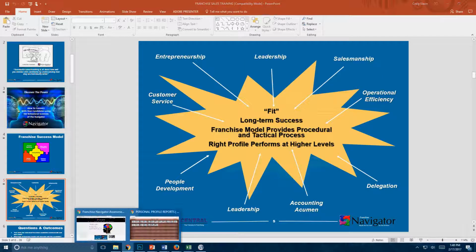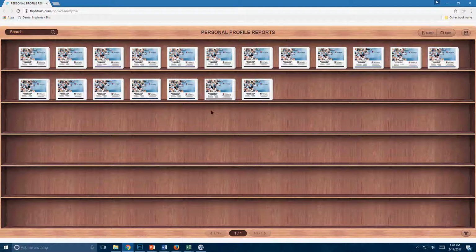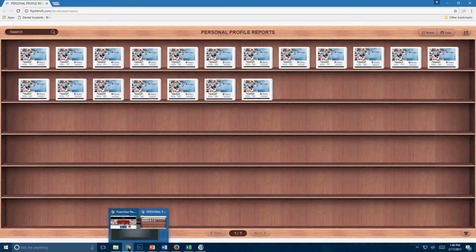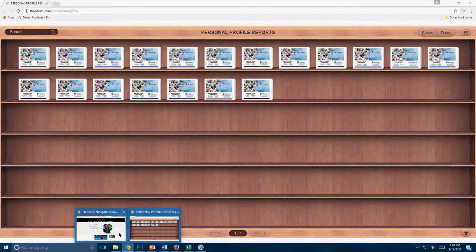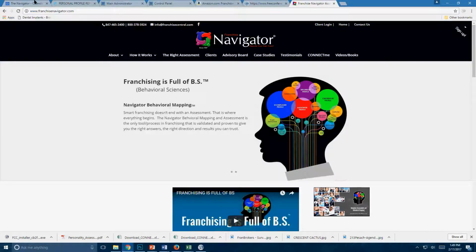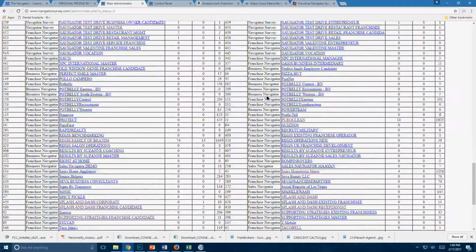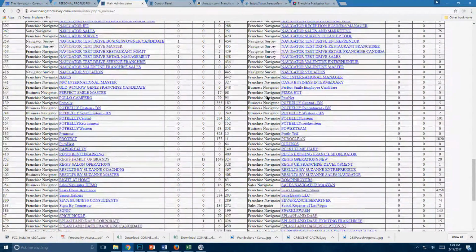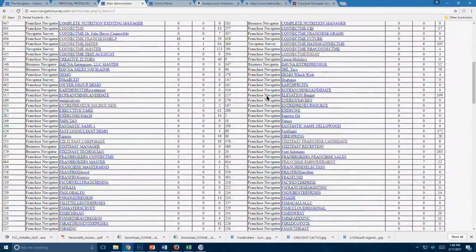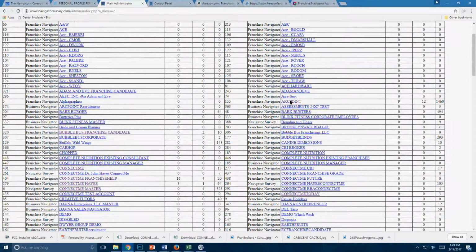But what I want to be able to show you is a couple of things. One, we'll start sending out the bookcases for the personal profile reports. We have videos and workbooks that we'll be sending out to you. Also, what I want to be able to show you is real live examples. And I can take a particular brand. Is everybody familiar with ArcPoint? Yes. Okay, let's take ArcPoint.